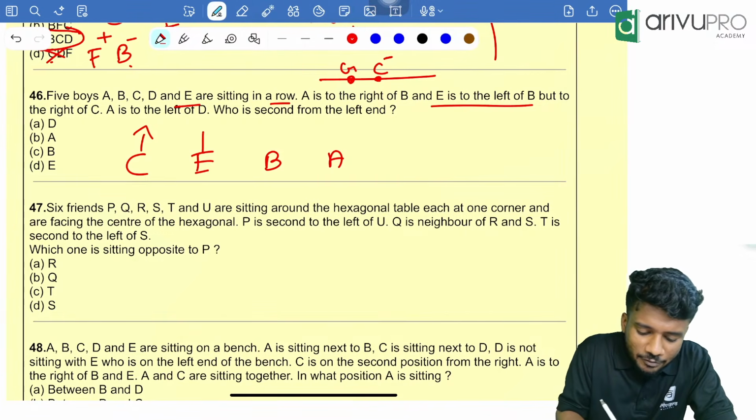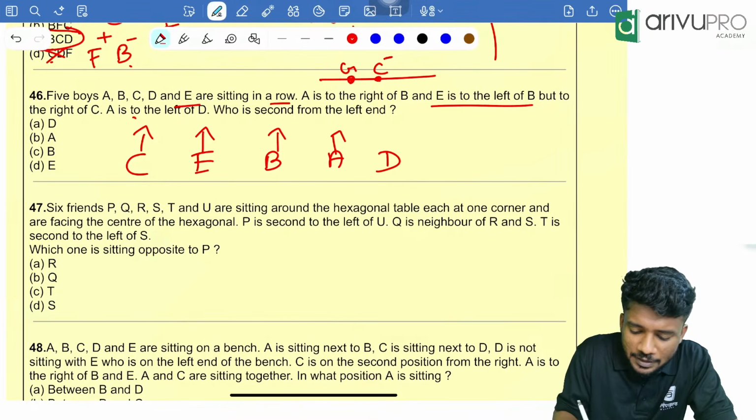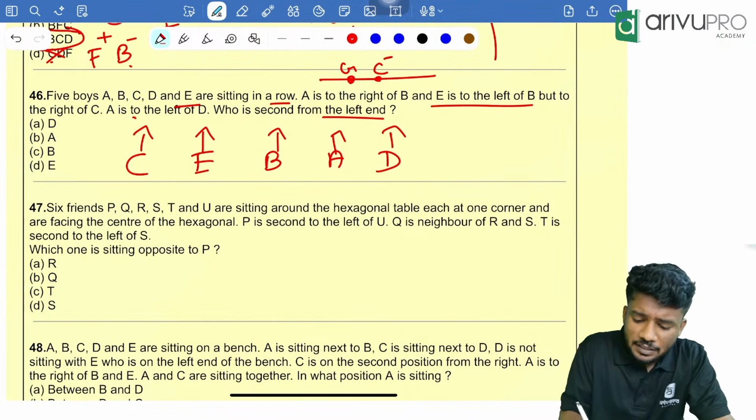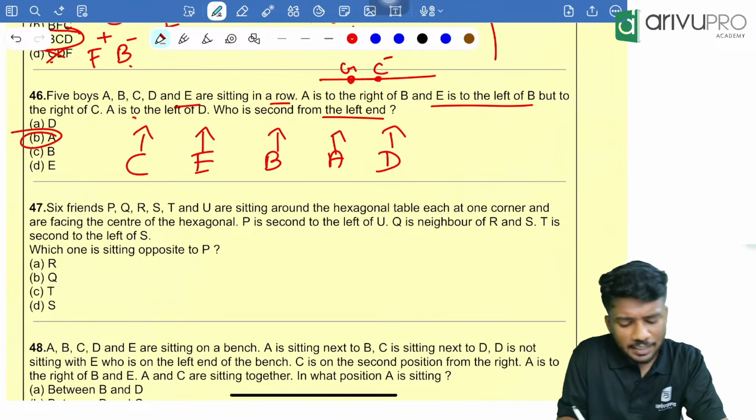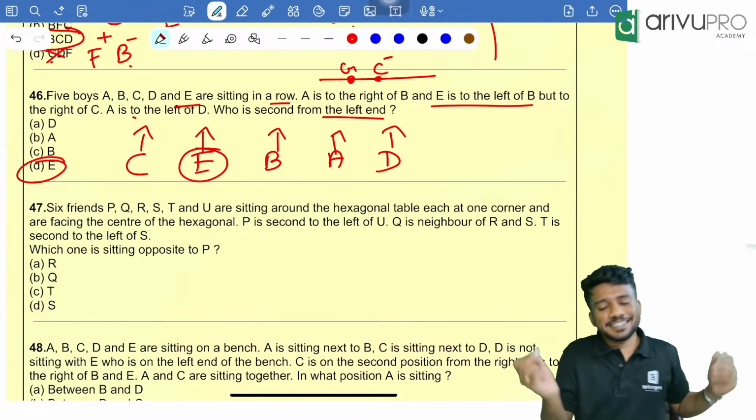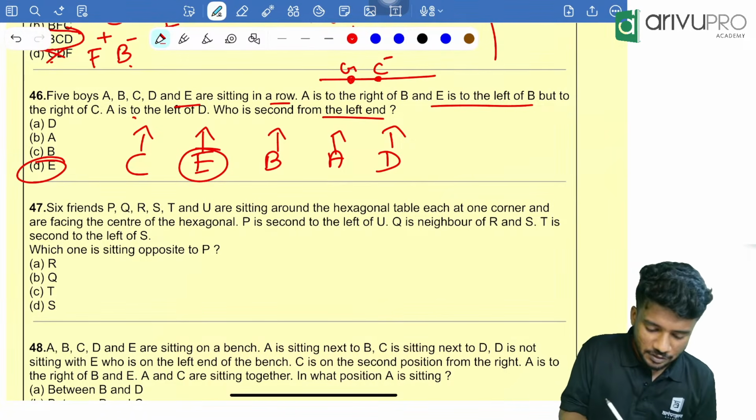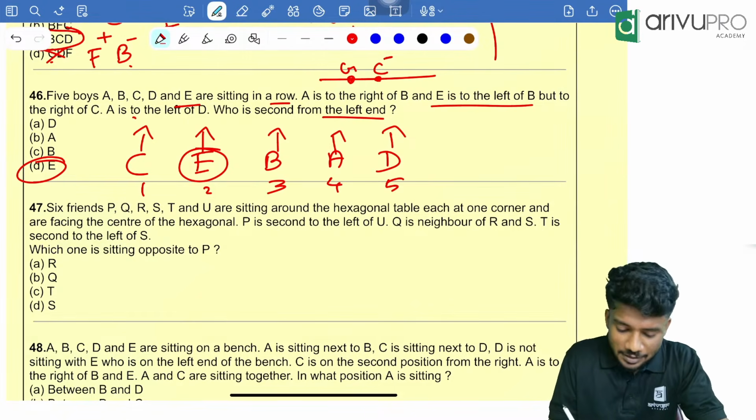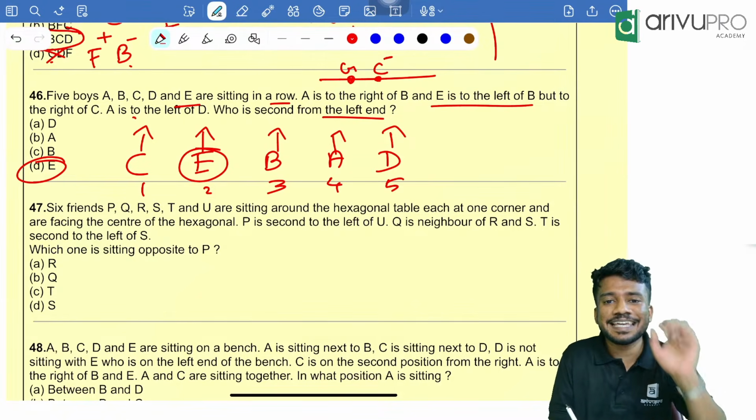E is to the left of B but to the right of C. That means C is over here. Then A is to the left of D. That means D is over here. Who is second from the left end? E is second from the left end. First is this, second is this, third is this, fourth is this, fifth is this. The answer is option D, E.